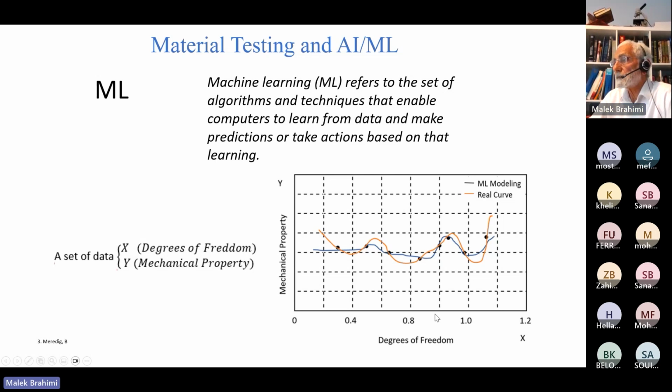فهنا في هذا البيان in this graph you see three things. You see machine learning modeling, you see the real curve. So let's say I did some material response, some mechanical property, material response to a certain degree of freedom.